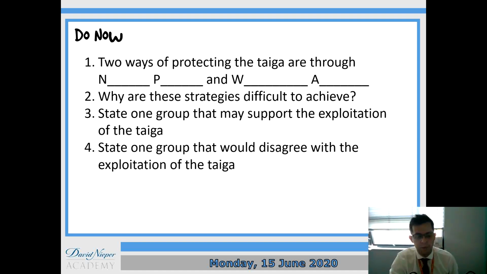Before I talk to you about the new topic, I'd just like you to do this recall quiz from last lesson's learning. The first one is a gap fill and then there are three other questions that I'd like you to complete. Please do these in the back of your exercise books and we will go through the answers shortly. Thank you.